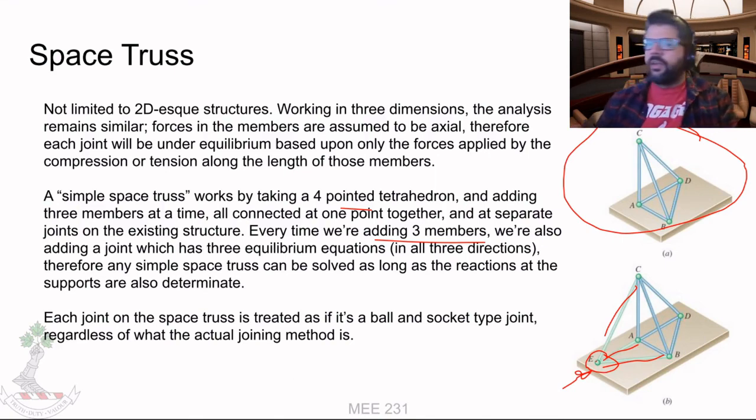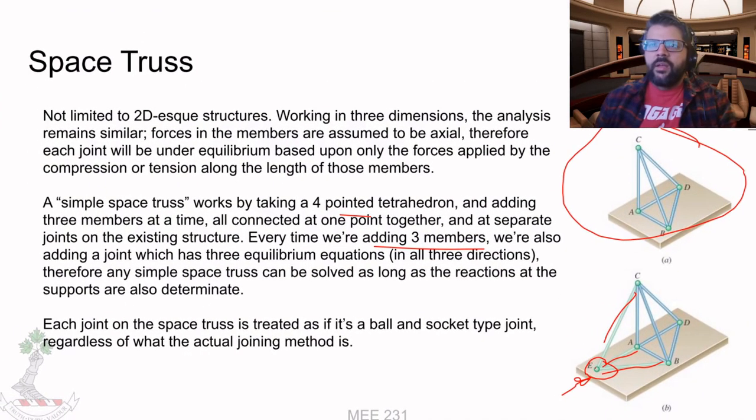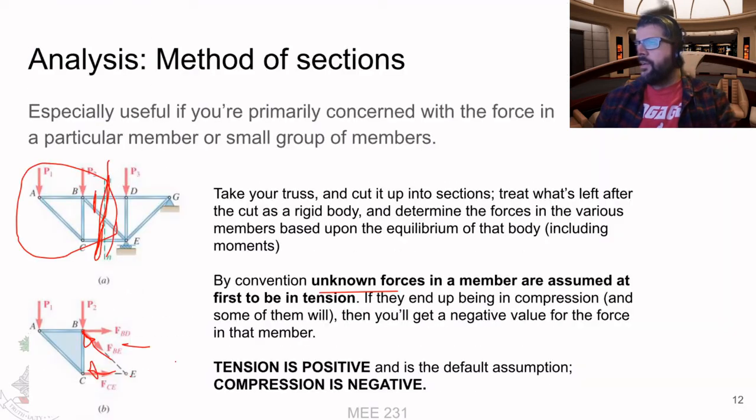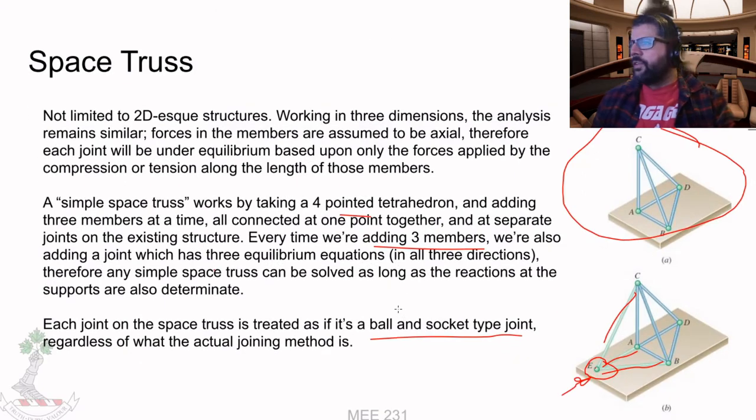And as for the joints themselves, we're treating the joints as if they're a ball and socket type joint. Again, similar to how for the 2D case we treat each of the joints as if they're pin joints, regardless of what they actually are. They're not designed to withstand a large amount of rotational force. So essentially, we just assume that they don't hold any, and do our analysis from there.